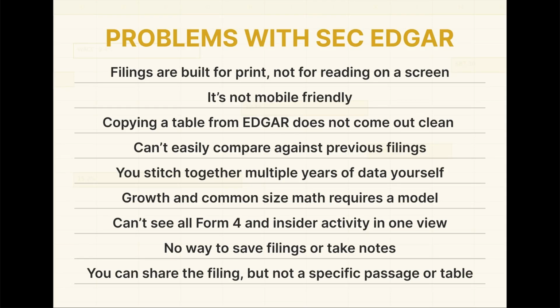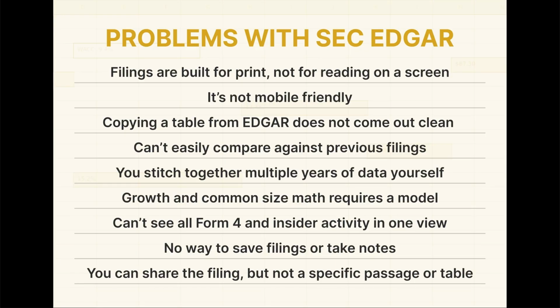SEC EDGAR is where every filing lives. It's the official record. It's where publicly traded companies submit all of their documents. It's free and it's not going anywhere. But the problem with EDGAR, especially if you open a 10K annual report, is that there's no reading layout at all. There's hundreds of pages of dense text. If you try to use your phone, it doesn't even resize, so you're pinching and zooming through the whole thing.